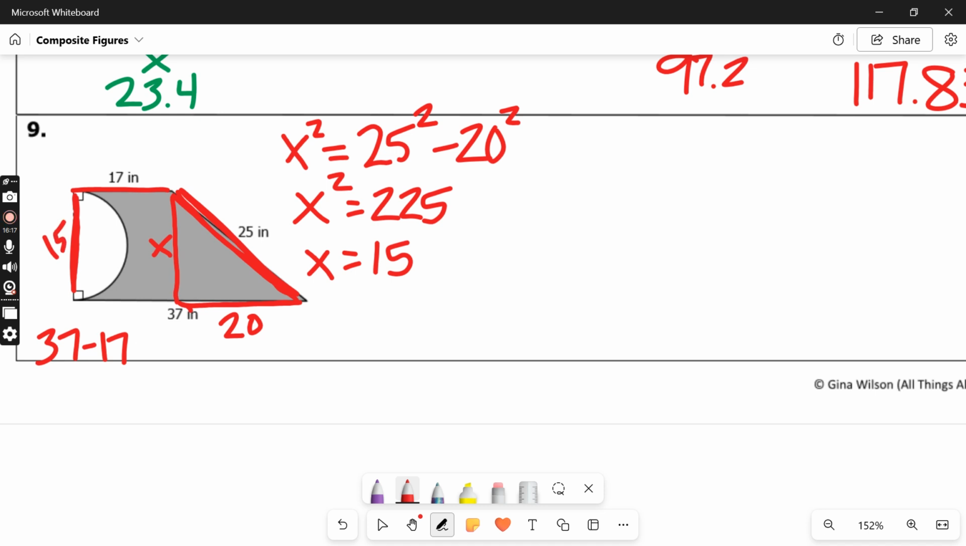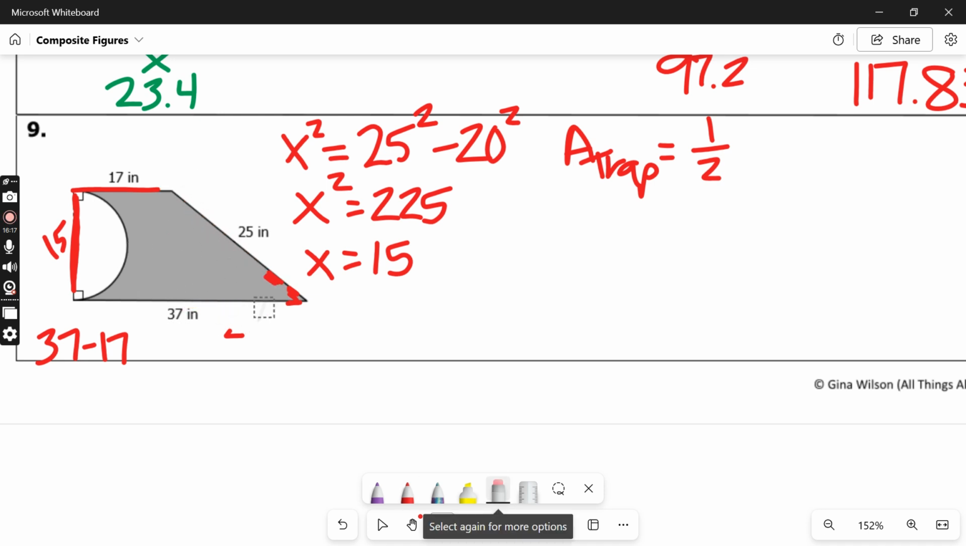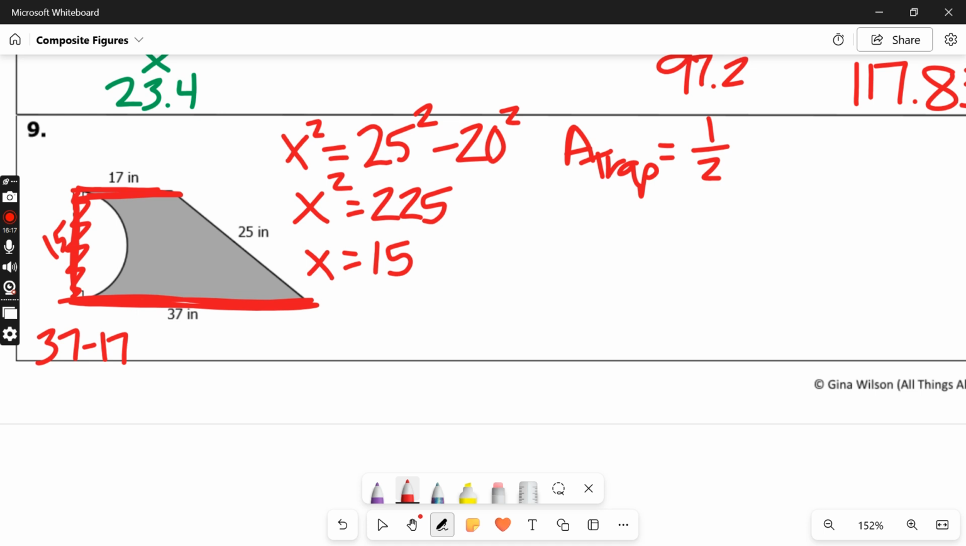Okay, then I'm going to start by finding the area of the trapezoid. Area of a trapezoid is 1/2 the height. So when I talk about the height of a trapezoid, it has to connect the two bases. Okay, this is the base of the trapezoid, and this is the other base. And then the thing that's connecting them at a right angle is at 15. So we're going to do 1/2 times 15 times 17 plus 37. Okay, when I do that, I get 405.